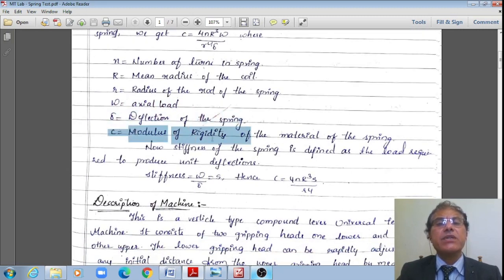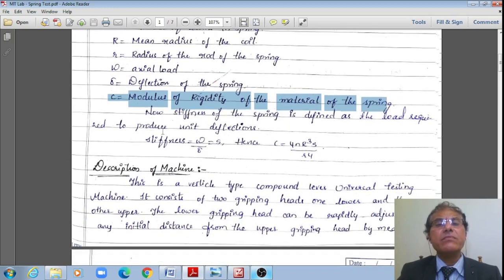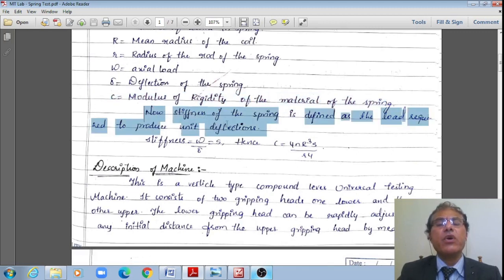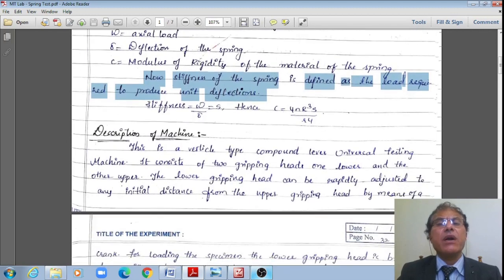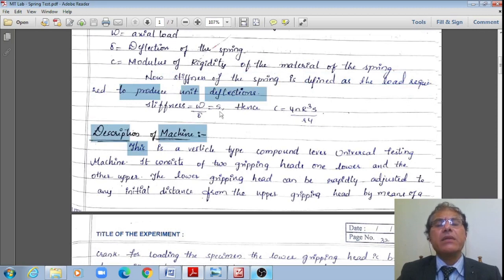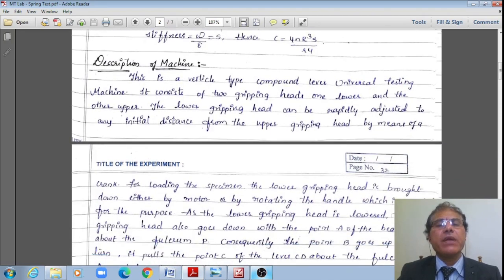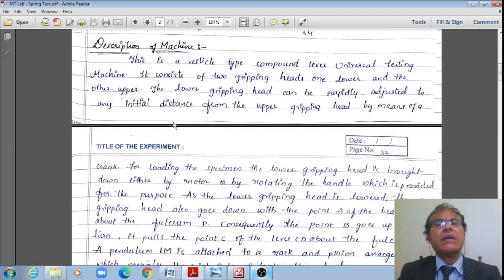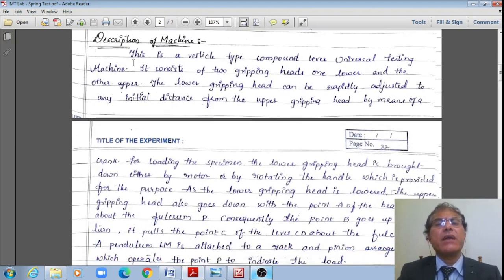And C is the shear modulus or modulus of rigidity of the given spring. Also, the stiffness of the spring is defined as the load per unit deformation or unit deflection. Therefore, stiffness is equal to load by delta, denoted by small s. Substituting, the modulus of rigidity will become 4 n R cubed s divided by r to the power 4. However, let us see the brief description of the machine, student.